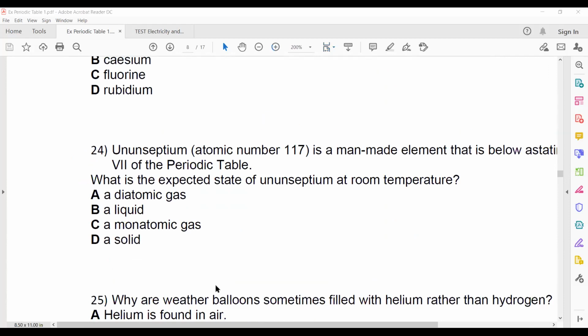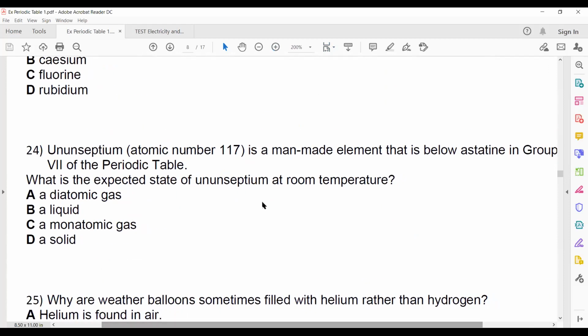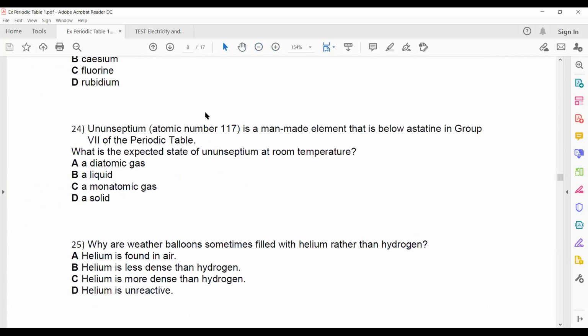Question 24. The atomic number of an element is 117 and it's man-made and it is below astatine. What is the expected state at room temperature? They are asking for the state, which can be solid, liquid, or gas. So how can you identify it for group 7?